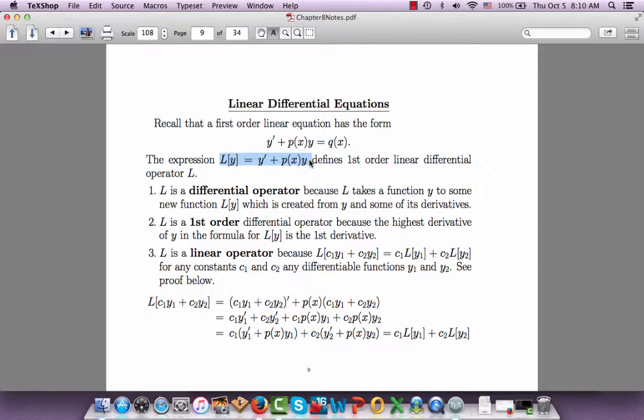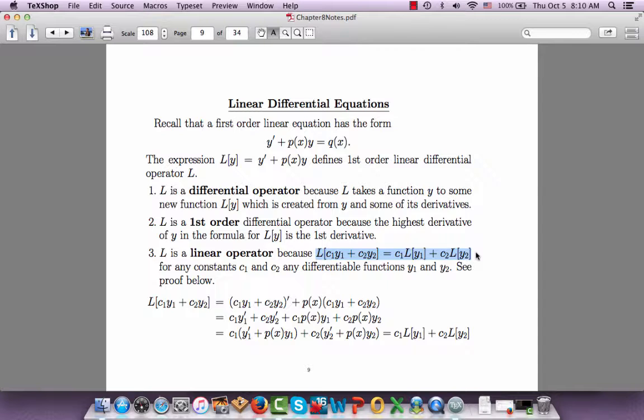The linearity is actually quite simple. At the bottom of the page, we prove what it means to be linear. All that means is it takes linear combinations to linear combinations. That's what we see in part 3. This is what I mean. L takes a linear combination of two functions and gives back the same linear combination of the images of y1 and y2. So it preserves that.